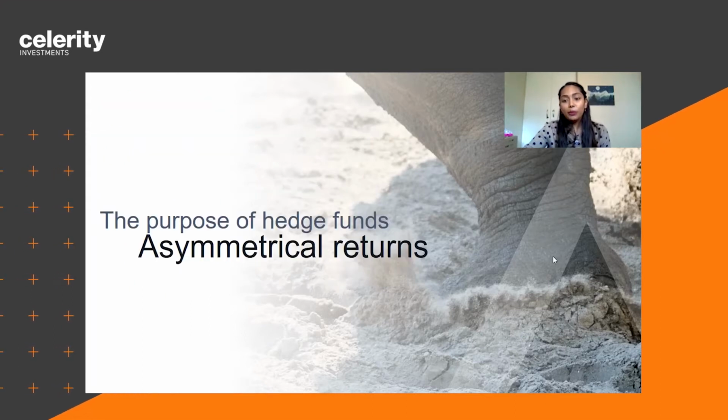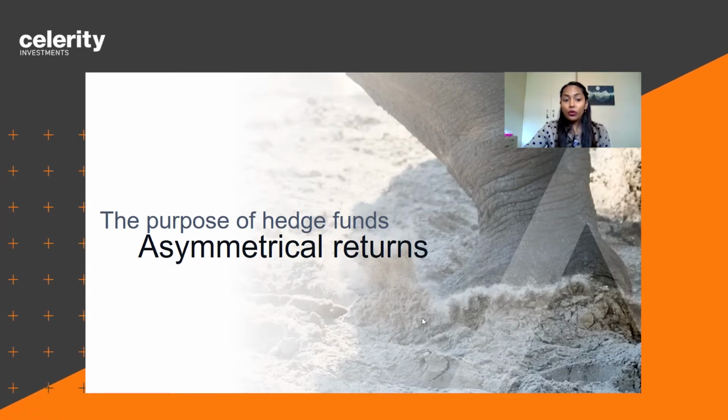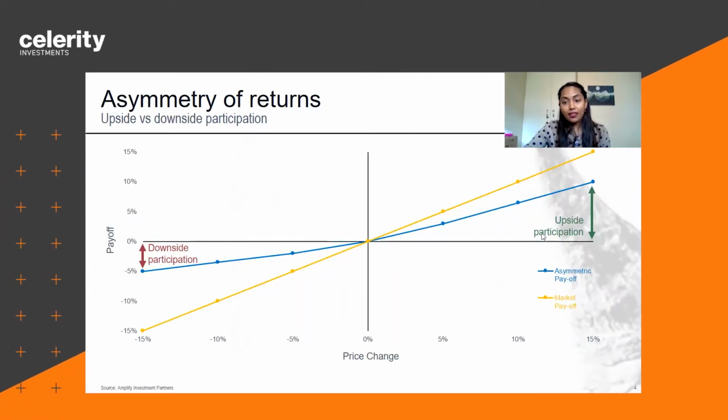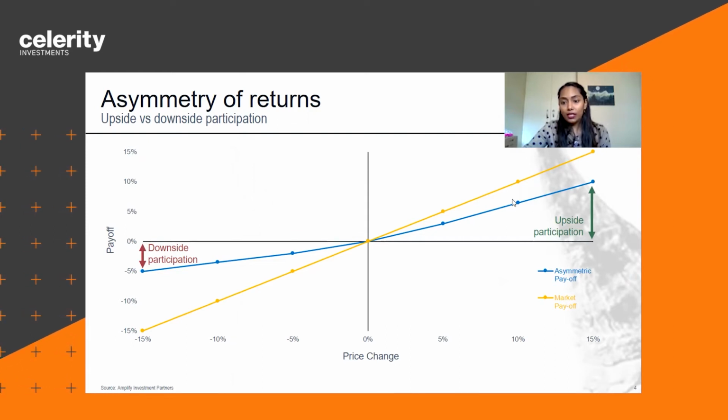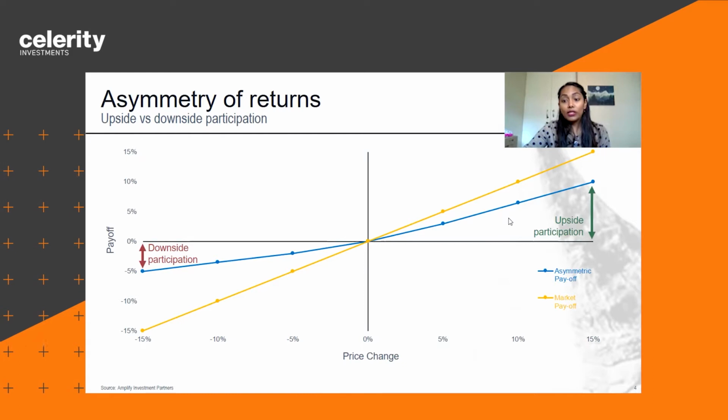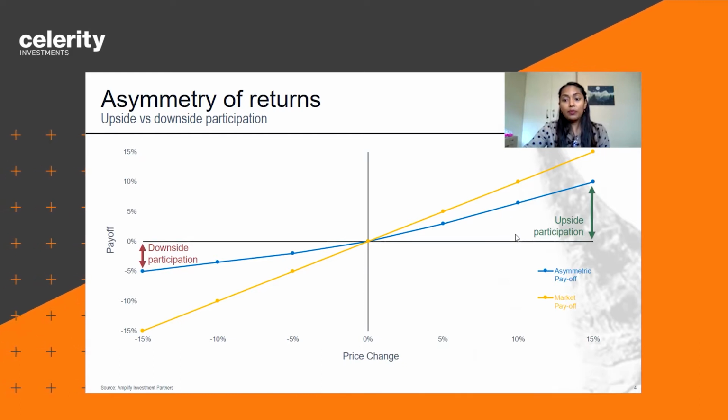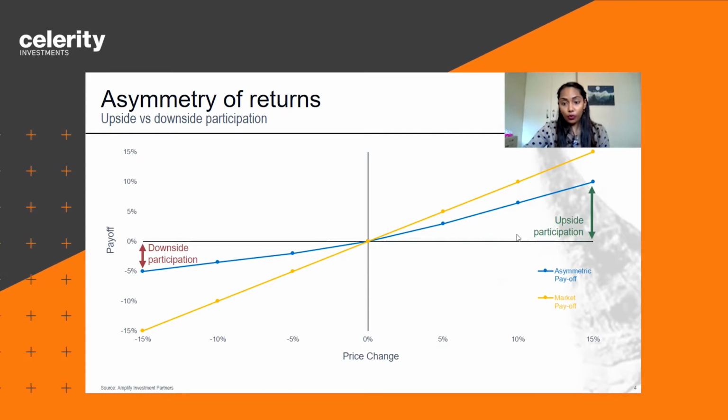To recap, when we think of hedge funds and what a good hedge fund should do, what we look for is asymmetry of returns. Remember this chart from an earlier video. Asymmetry of returns means a portfolio is managed with deliberate effort to minimize the potential downside. That is, minimize the losses in a portfolio.